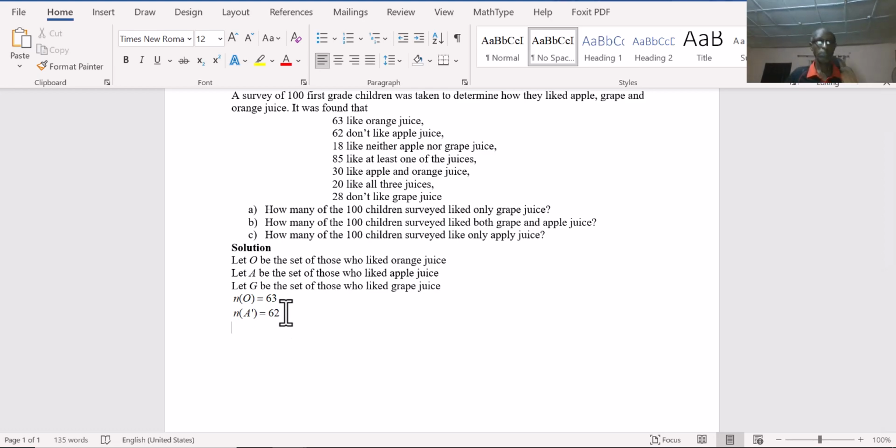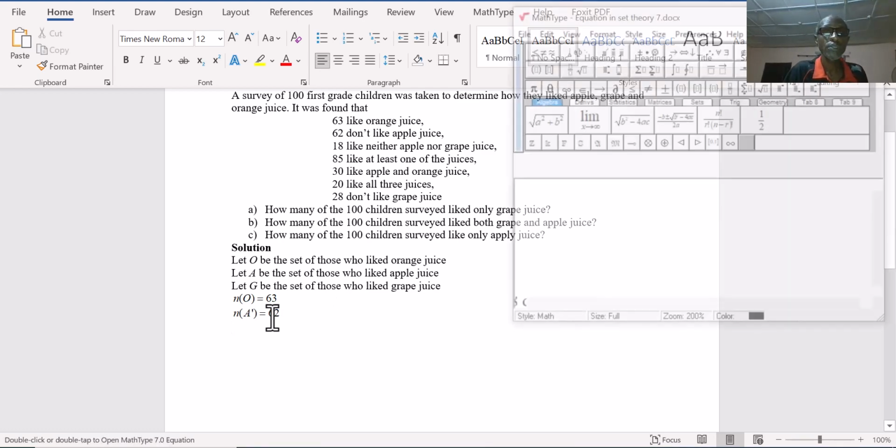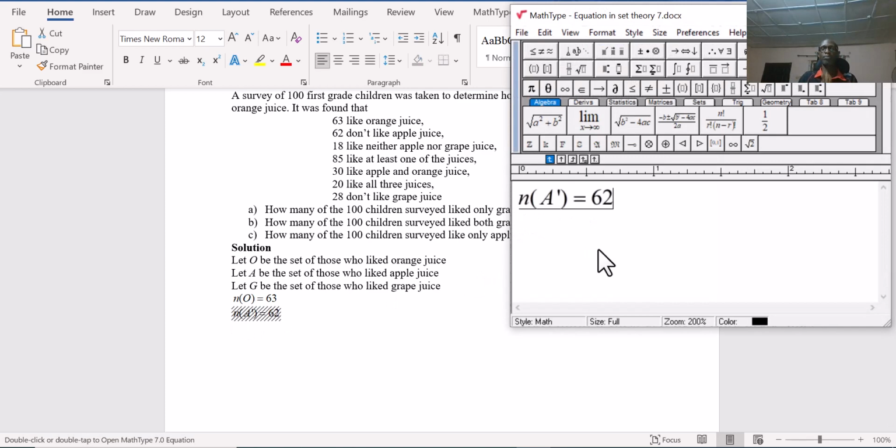Now, we are not yet through with this. So if those who don't like apple is 62, then those who like apple. Now, when we talk about complementation, let's say we are given a set A. The complement of set A is the set of elements that are in the universal set but are not in set A. So the addition of set A and its complement will give you the universal set.